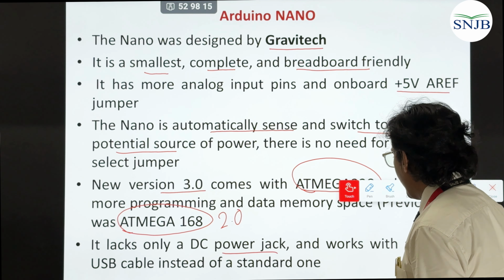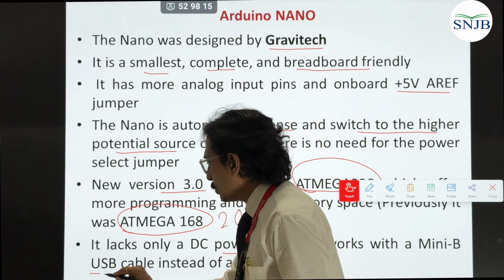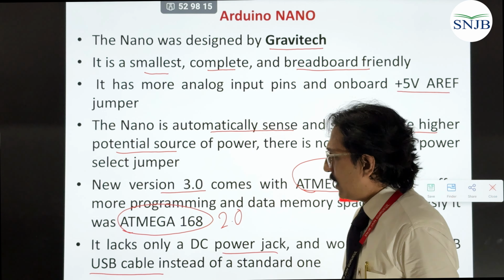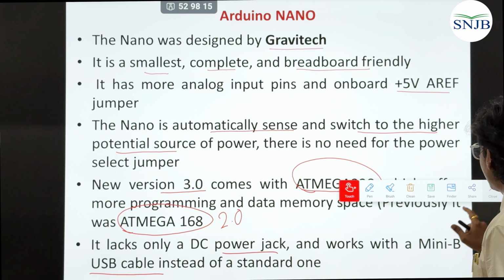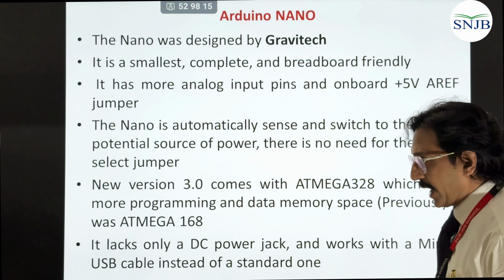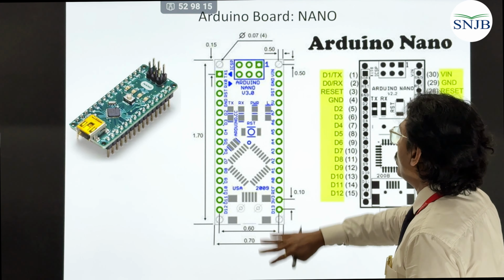It is having a power jack. It is also supporting a USB cable to energize the board. So these are the few features of the Arduino Nano. This is not that much advanced as compared to the Arduino UNO. So this is about the Arduino UNO board.